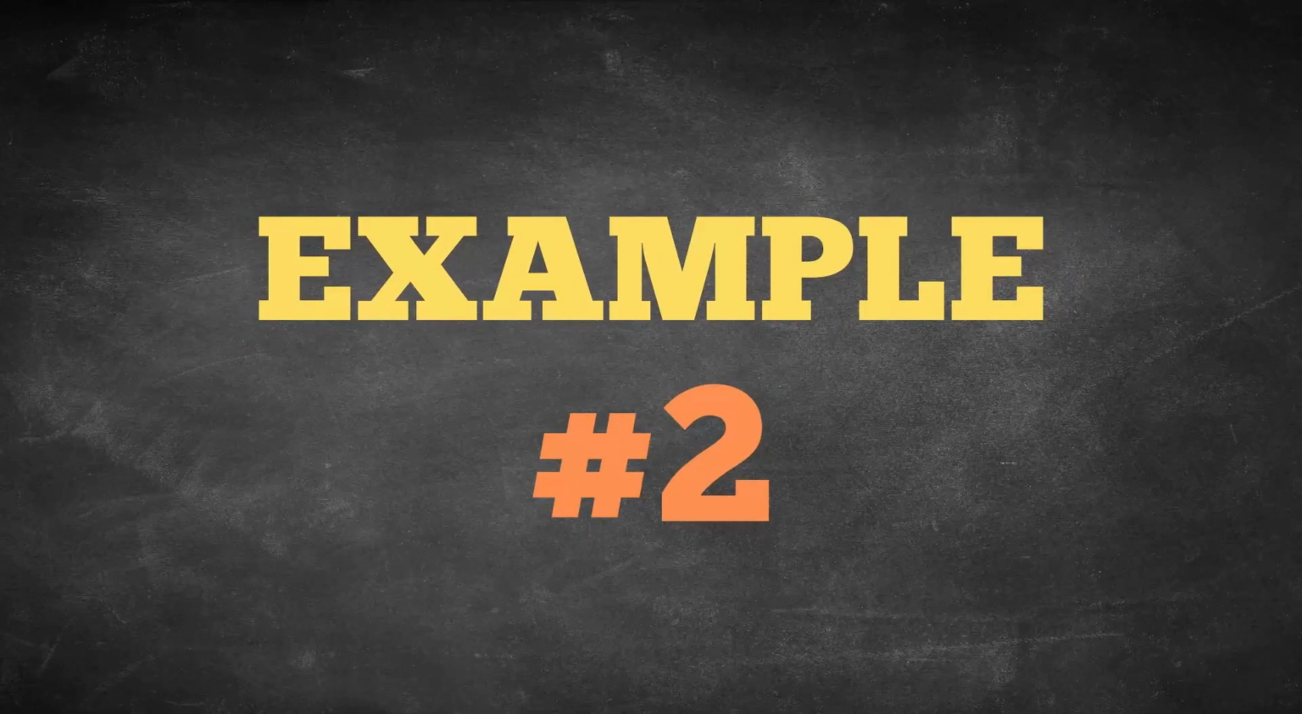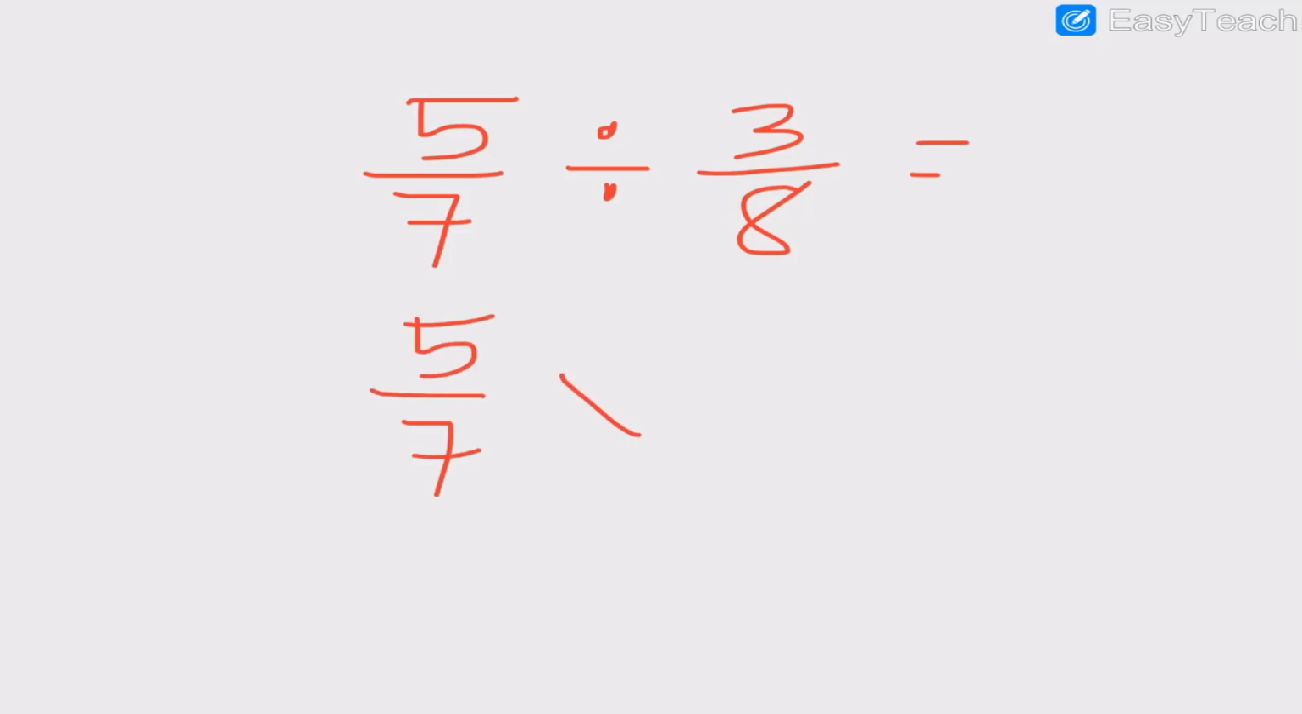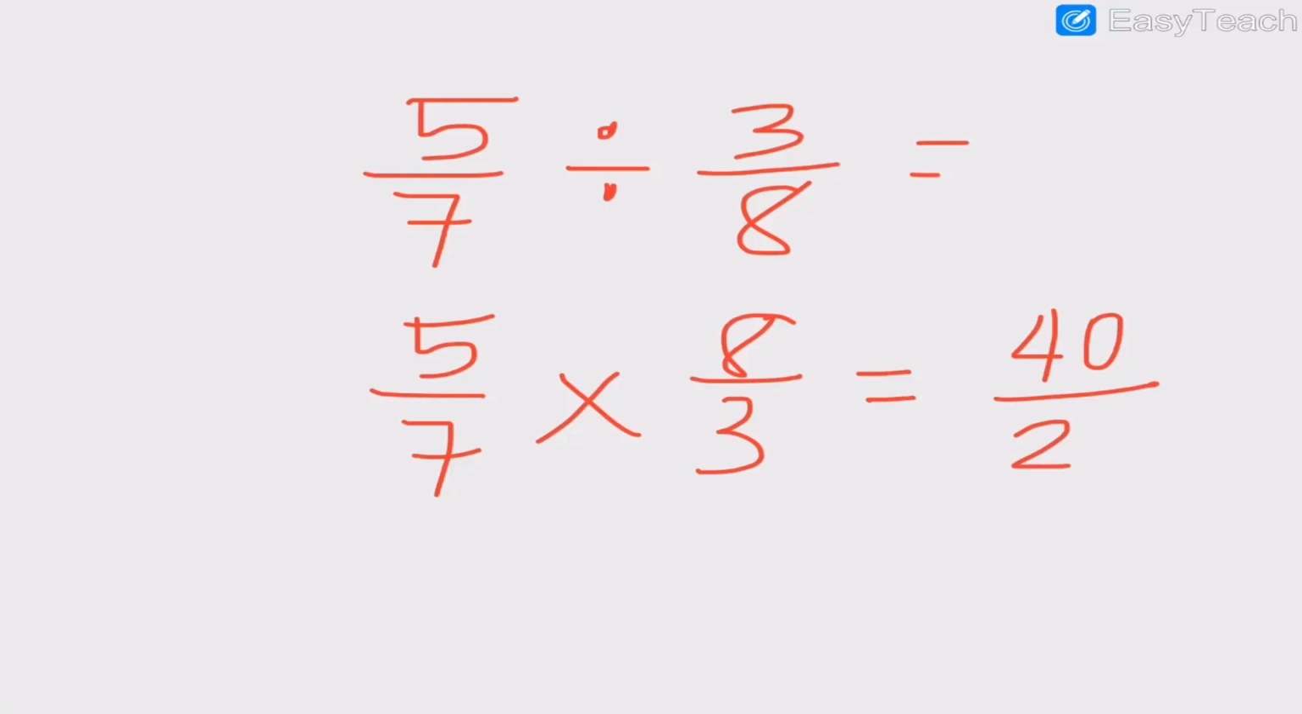Next is, let's try 5/7 divided by 3/8. So the first thing to do is to reciprocate the second fraction. So 5/7 multiplied by 8/3. So numerator to numerator, that would be 8 times 5 is 40, over denominator to denominator, 7 times 3, that would be 21. And therefore, that should be the final answer.